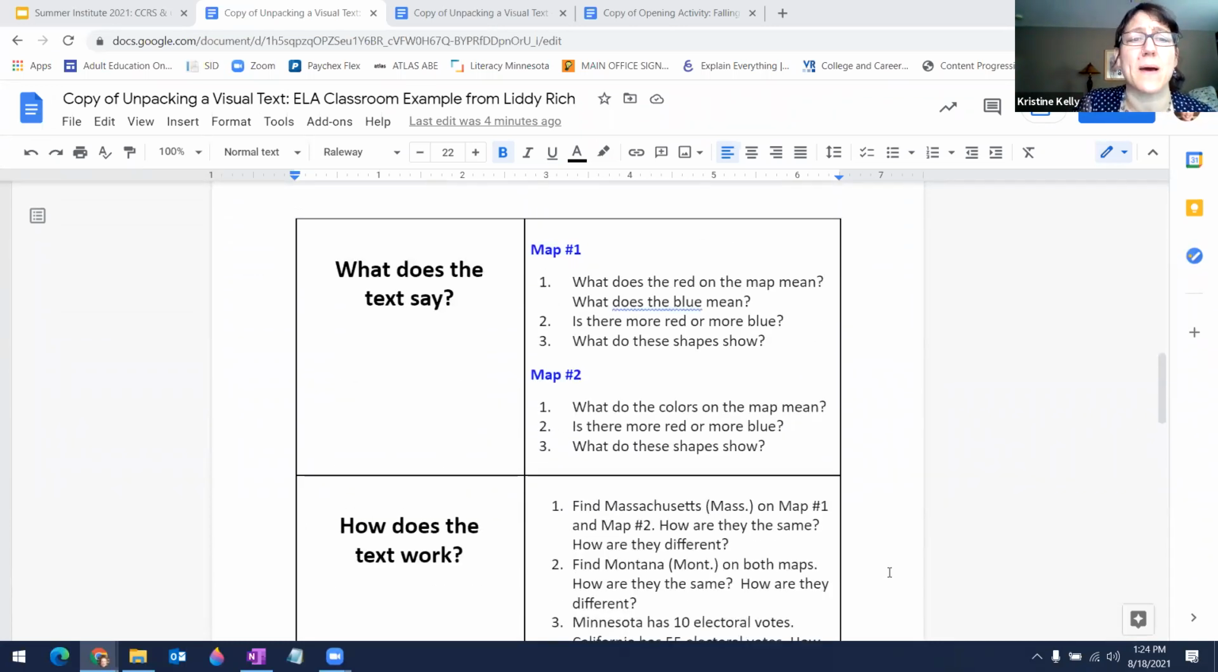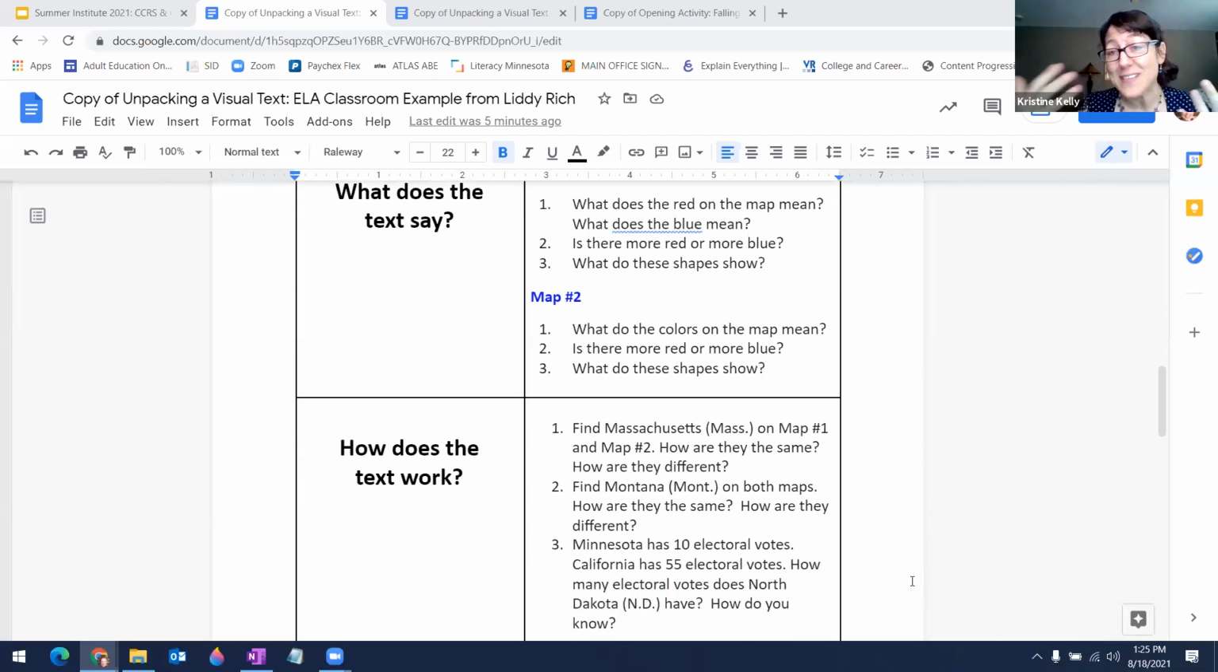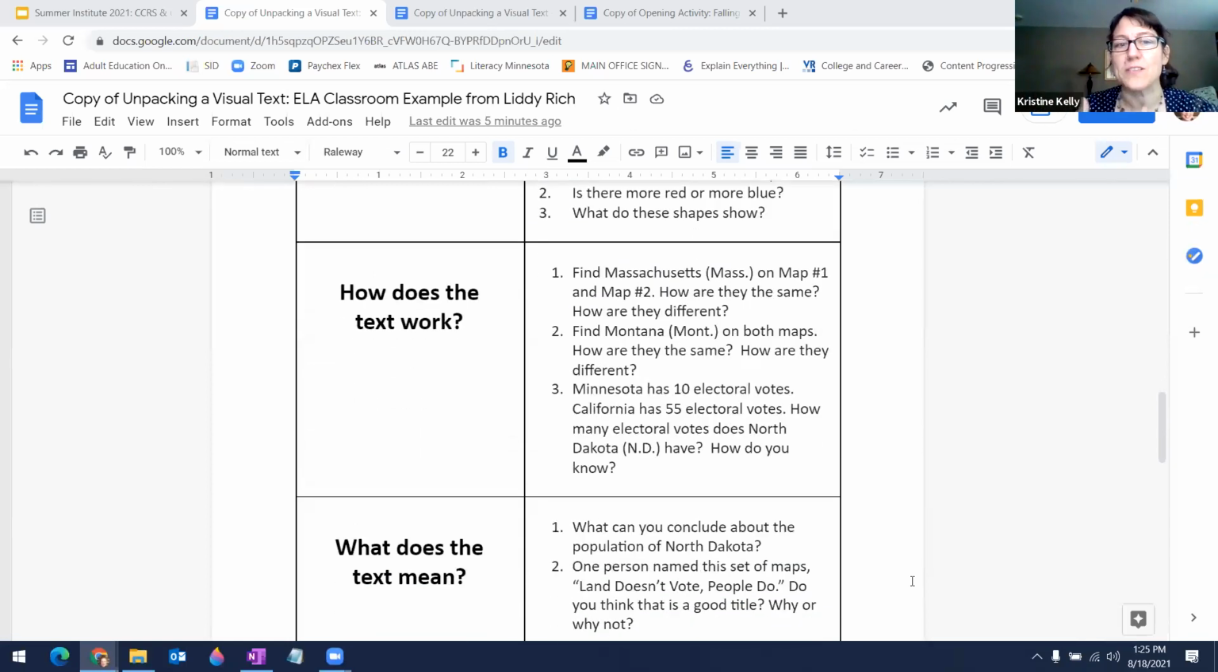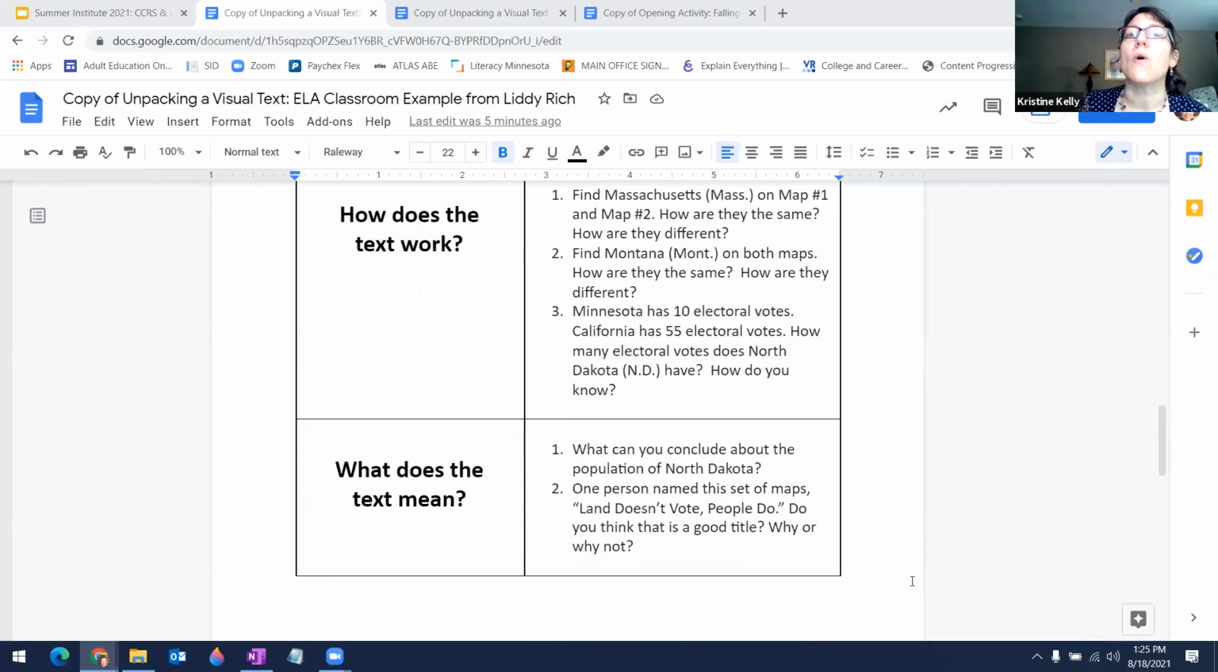I can tell you much about these maps. What does the text say? So just looking at, what does the blue mean? What does the red mean? What do the shapes show? What do the colors mean? What does it say? Those are the detail questions. How does it work? So, how are the states represented the same and different looking at the two maps?